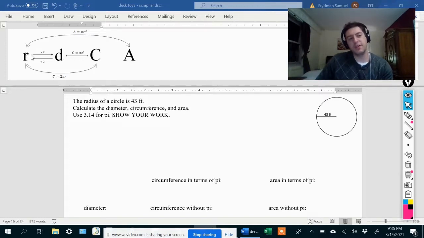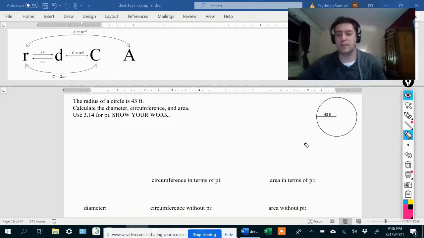Well, we're going to follow this road, this arrow here that says times 2. So this is telling us that if we already know the radius and we want to figure out what the diameter of the circle is, we would have to multiply by 2 to get that diameter. And that makes sense because the radius of a circle goes from the exterior to the center, but the diameter goes all the way across. So the diameter is 2 times as long as the radius. So it makes sense that if we know what the radius is, we would have to multiply that number by 2 to find the diameter.